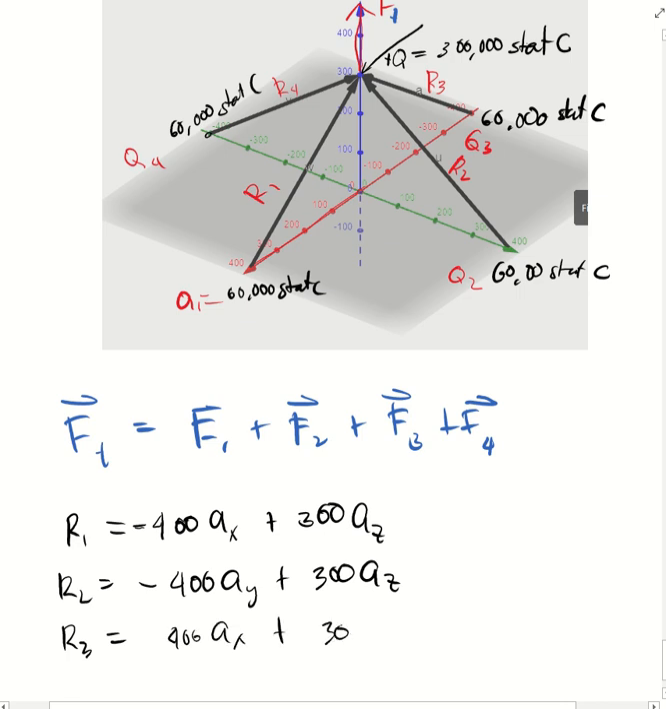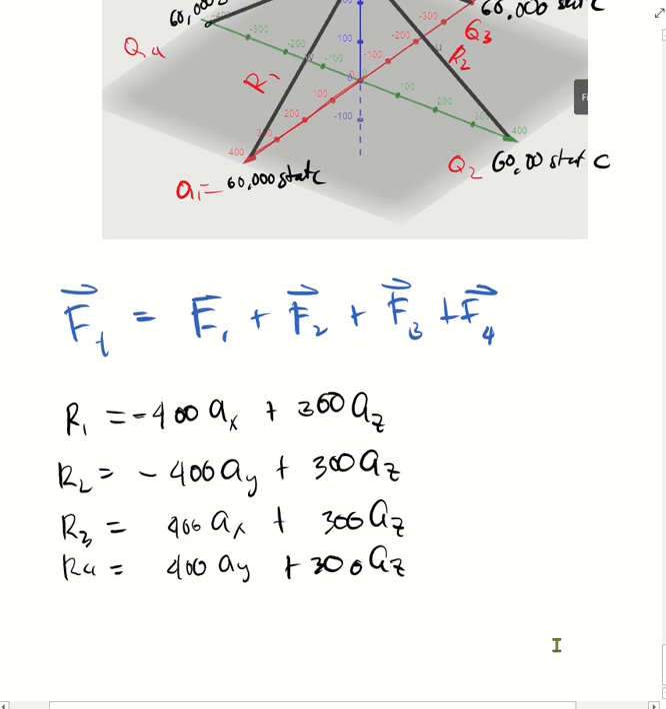Then still plus 300 AZ. Then lastly, for R4, the displacement vector R4 will again be 0 minus 0, so there's no x component. Then 0 minus, there's a y component, it's negative, so it should be positive: 0 minus negative, it's positive 400 AY, then you add 300 AZ. So these are now the position vectors. We need this to determine the F1, F2, and F3.